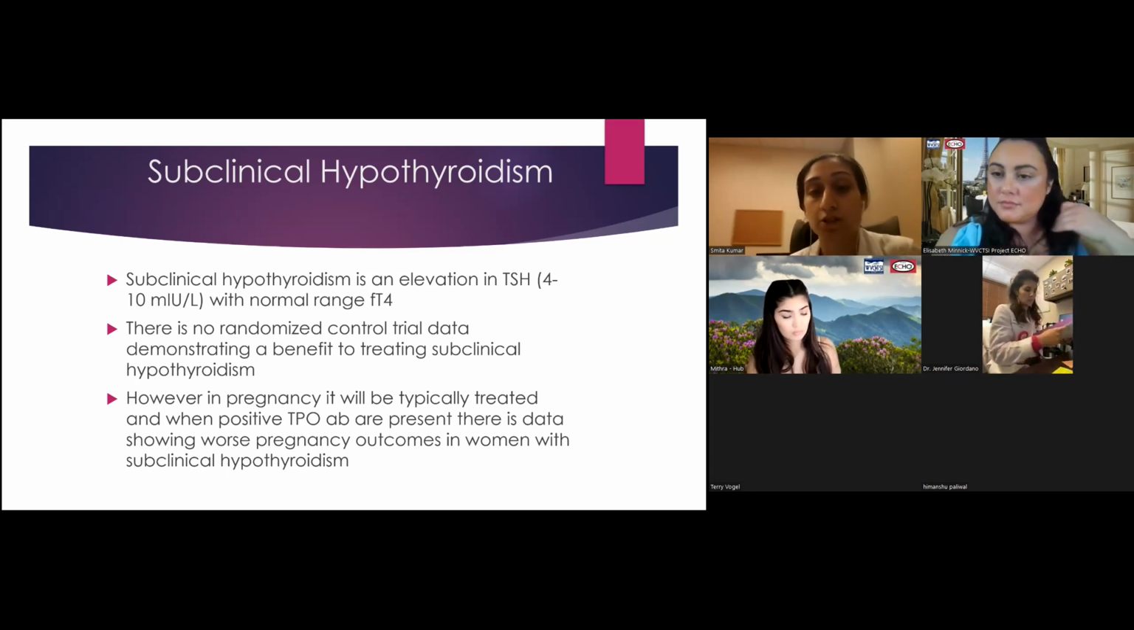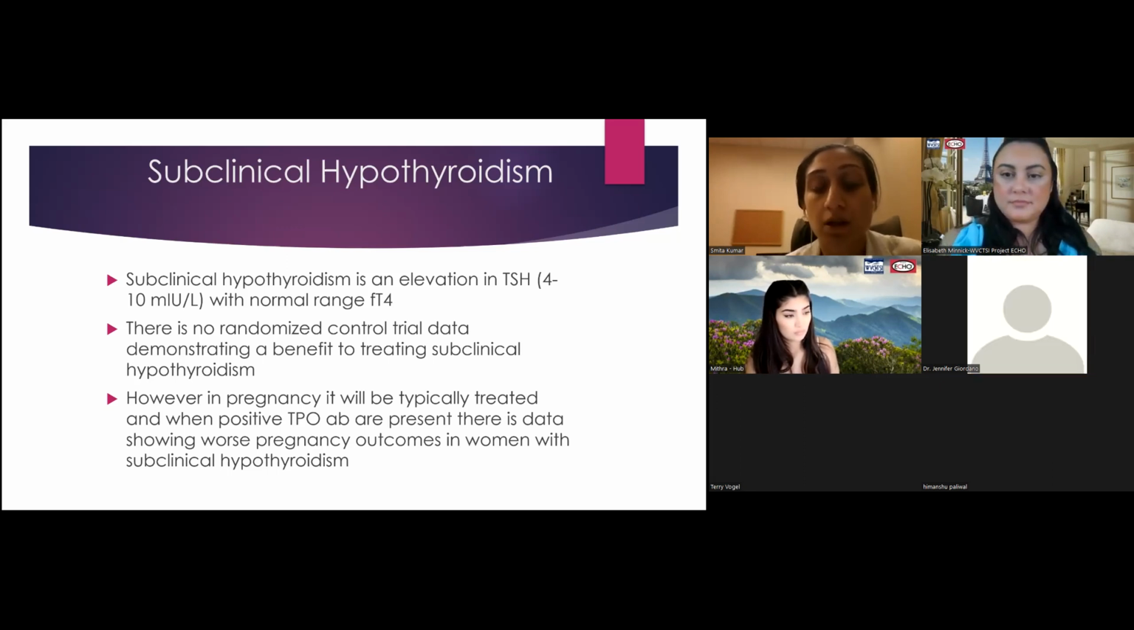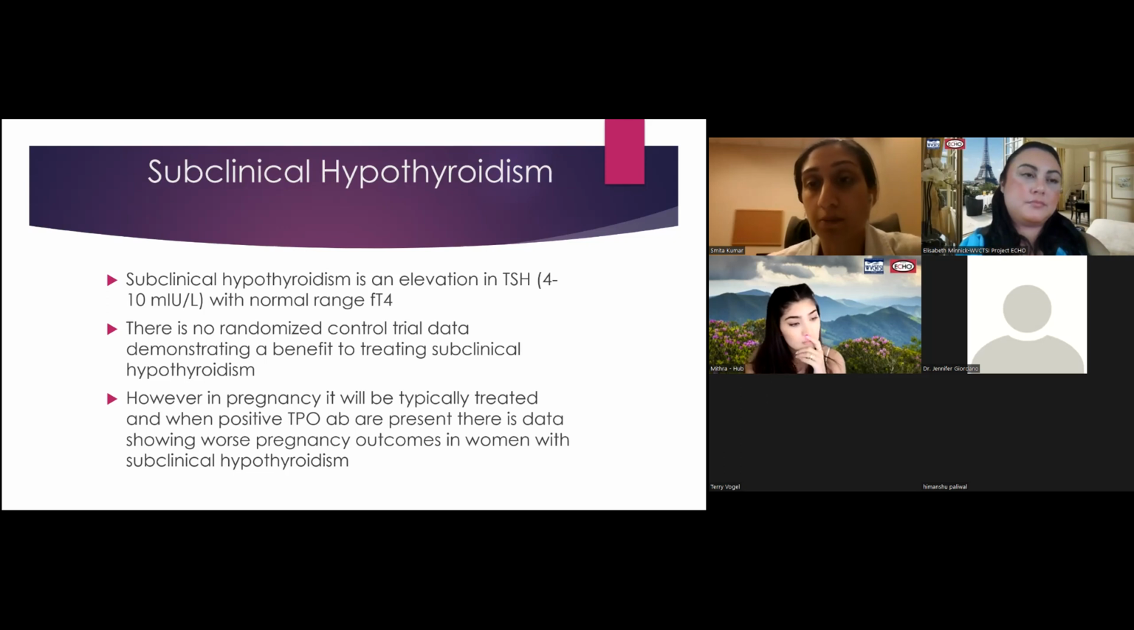However, in certain populations, we do think about treating them more aggressively. So in patients who are pregnant, especially if they have positive TPO antibodies, but they're in that subclinical hypothyroid range, we think about treating them because in the first trimester, basically the baby is dependent on the mom's thyroid levels. They haven't developed their own thyroid yet. And so it is important to treat them initially. And then in patients who have infertility or are having trouble conceiving, that's another area where we do definitely treat subclinical hypothyroidism.